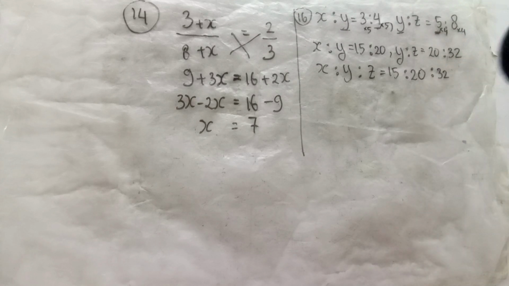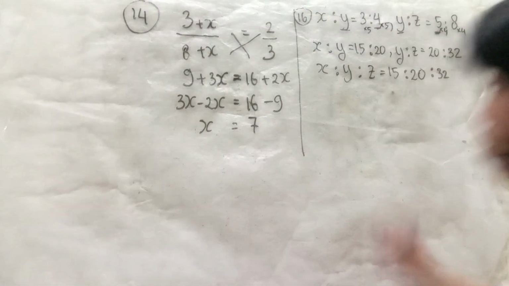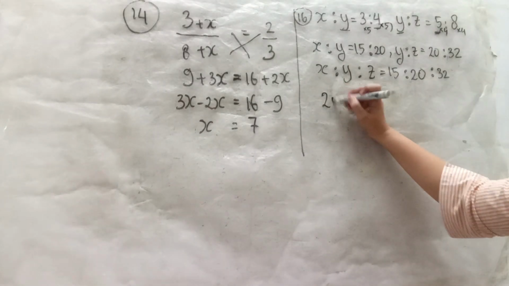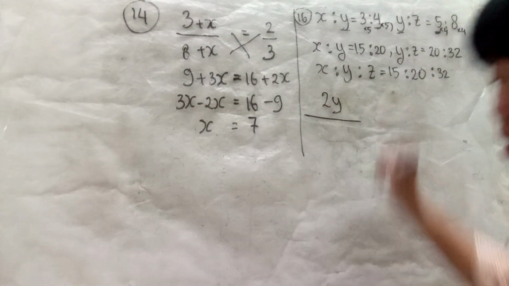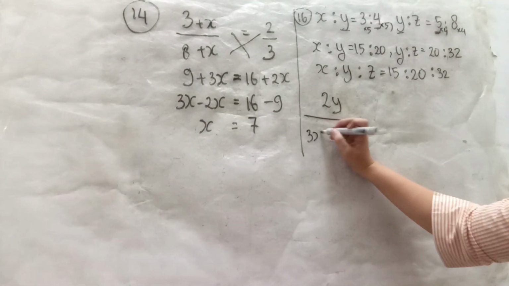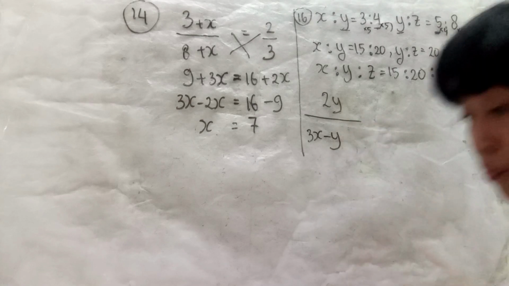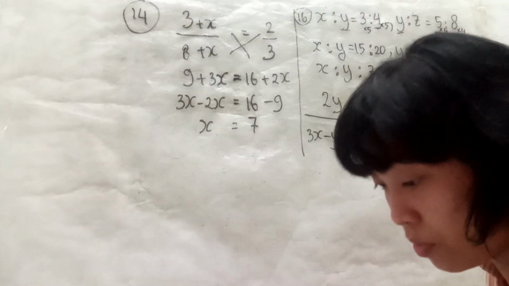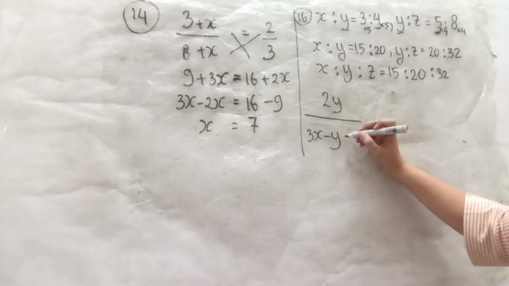Then you want to find the value of 2y per 3x minus y plus 2z.